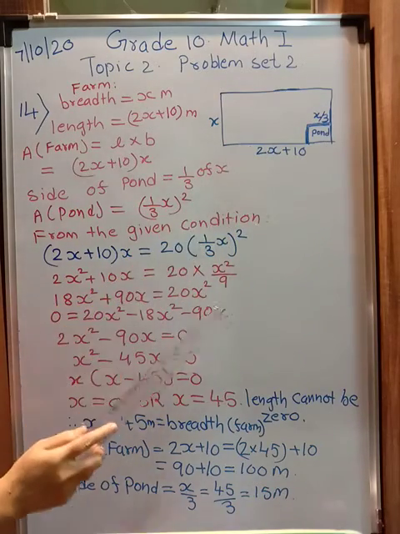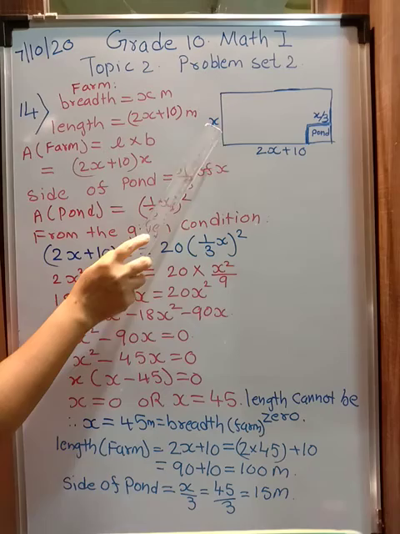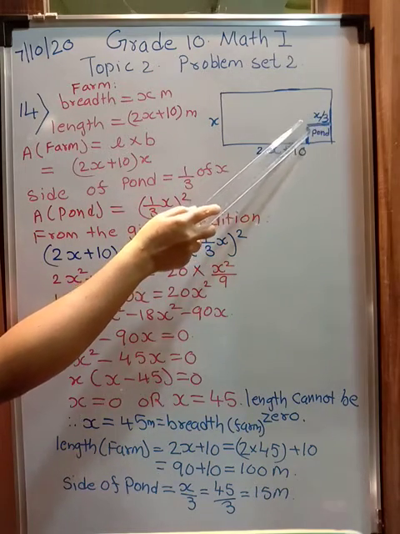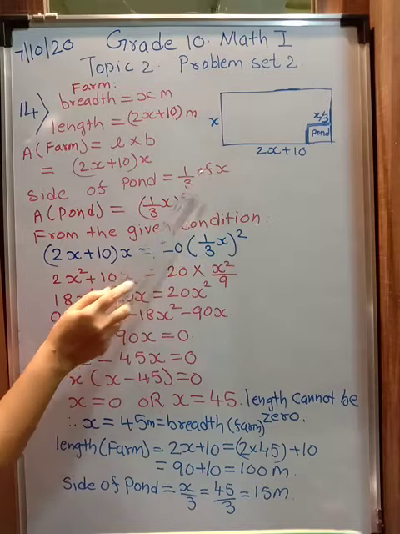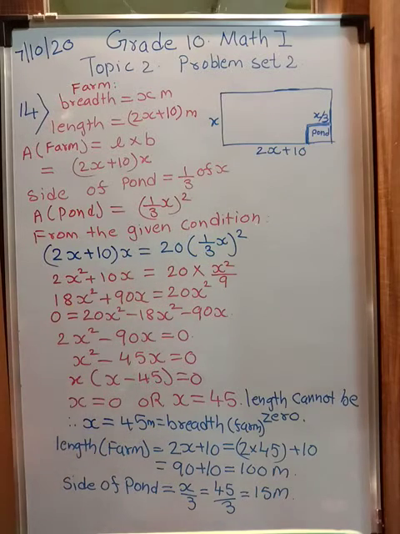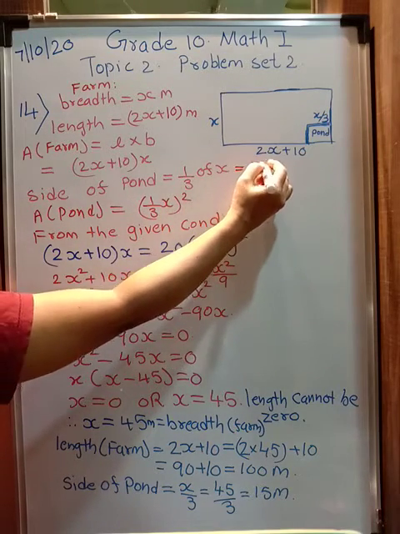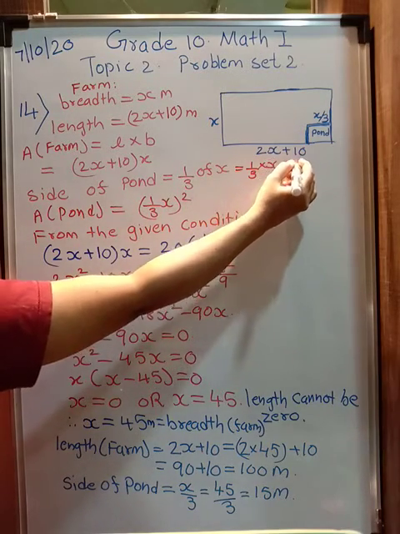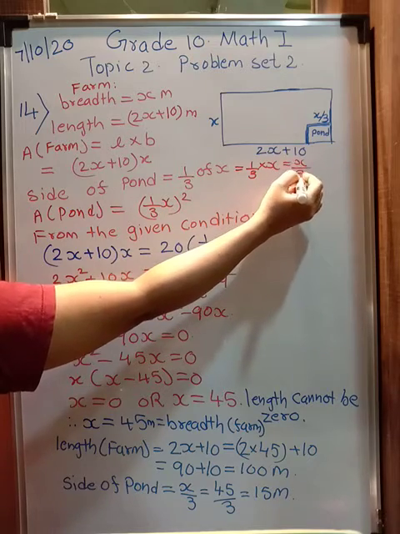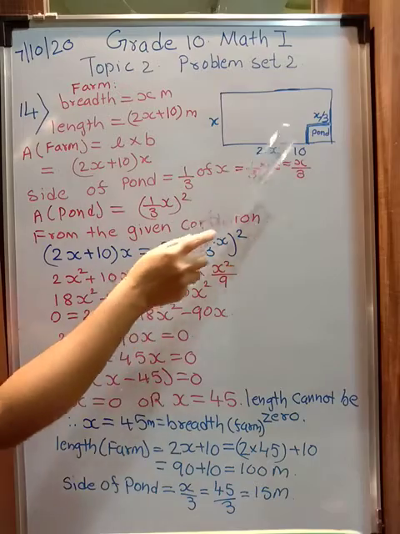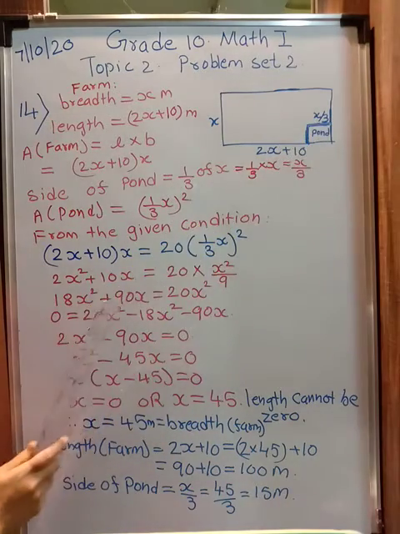Inside there is a pond and the side of the pond is 1/3 of the breadth. 1/3 means 1 upon 3 of x, that is 1 upon 3 into x. Of means multiplication, no? So here it goes 1 upon 3 into x, which is nothing but x upon 3. I hope you understand this. Alright. And so in the diagram I have written side of a pond is x upon 3.